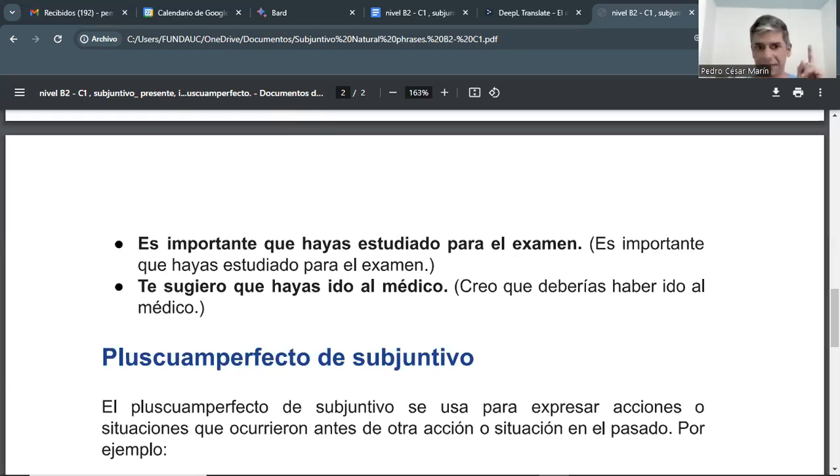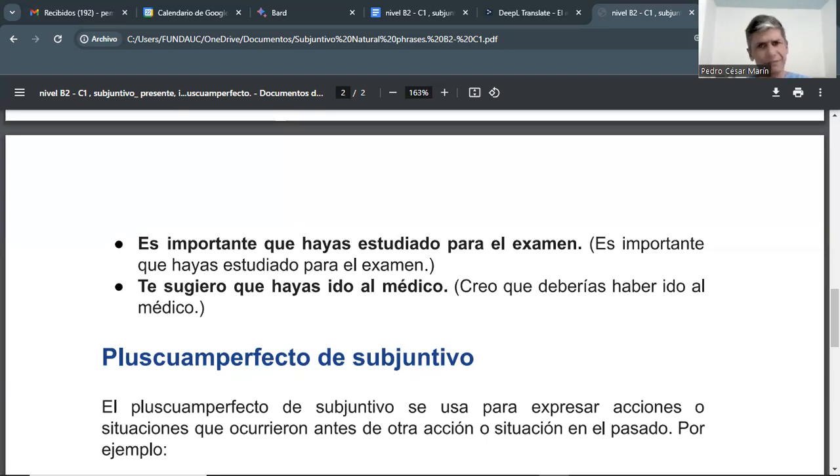Es importante, is important for you. Es importante que hayas estudiado para el examen. I know that you had to study. I don't know if you did it. It's important that you have studied for the test. Te sugiero que hayas ido al médico, perdón.